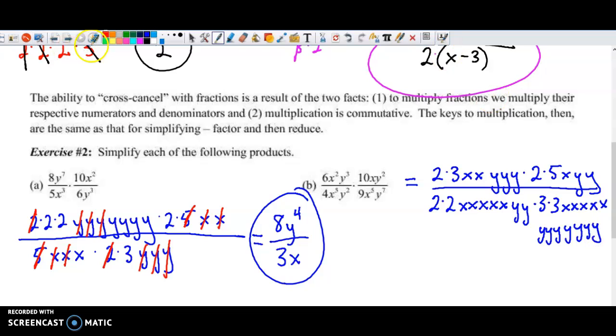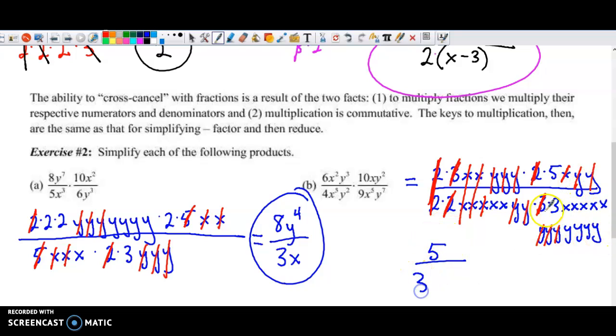And then start canceling, as long as you have something on top and bottom. And it's all multiplication, so we're good to do this. Then we can cancel out 2 of these x's. 1 more x cancels out over here. See, 1, 2, 3, 4, 5 y's. 1, 2, 3, 4, 5 y's. And as long as I did this correctly, I'll end up with a 5 on top.